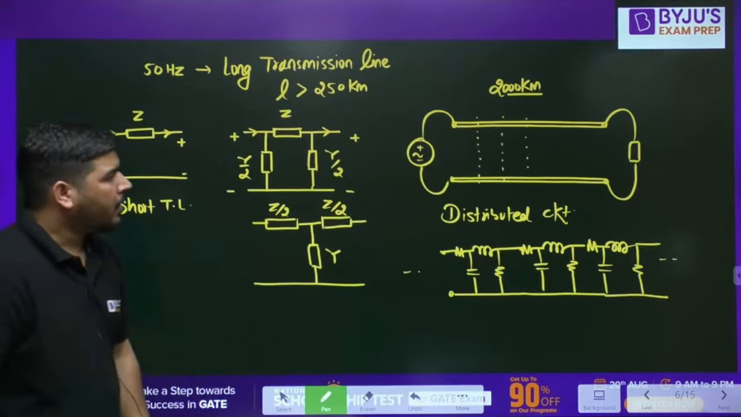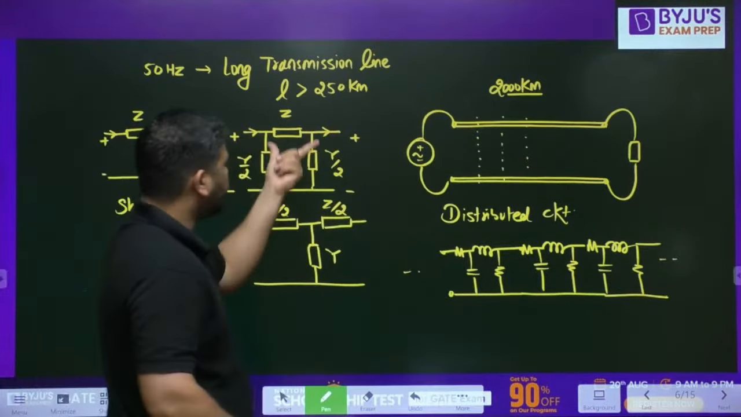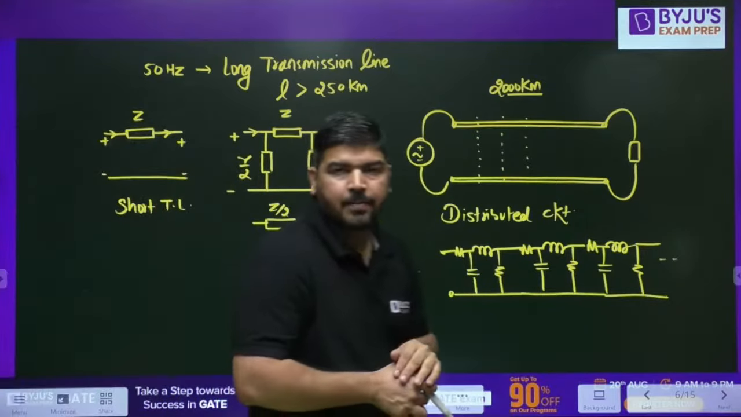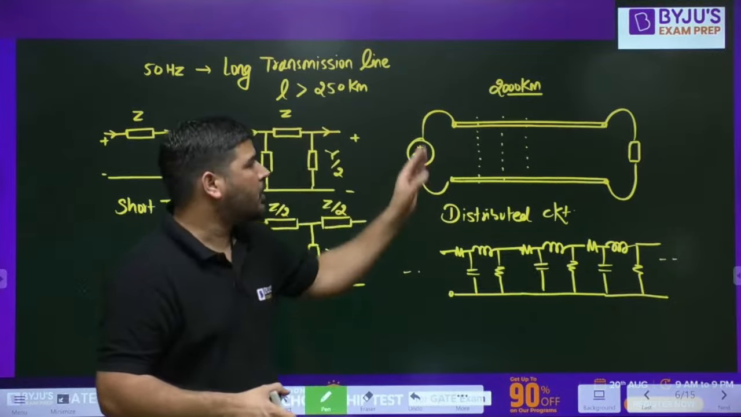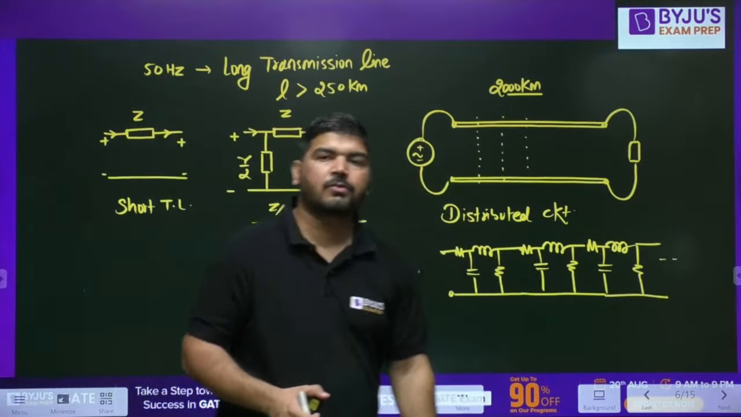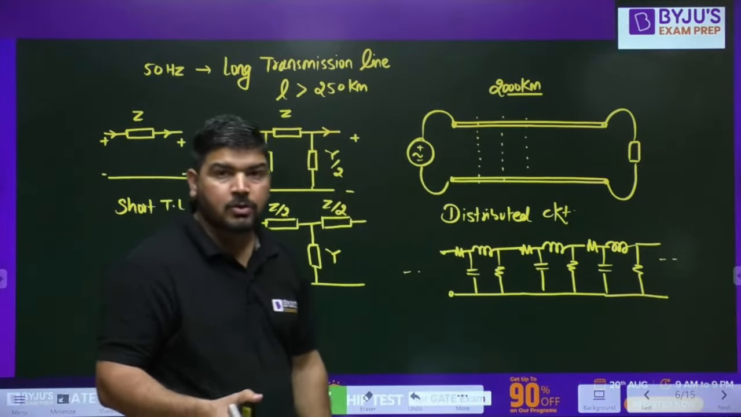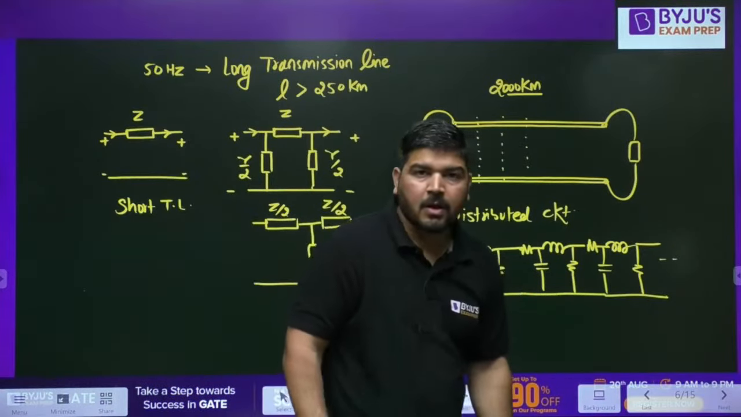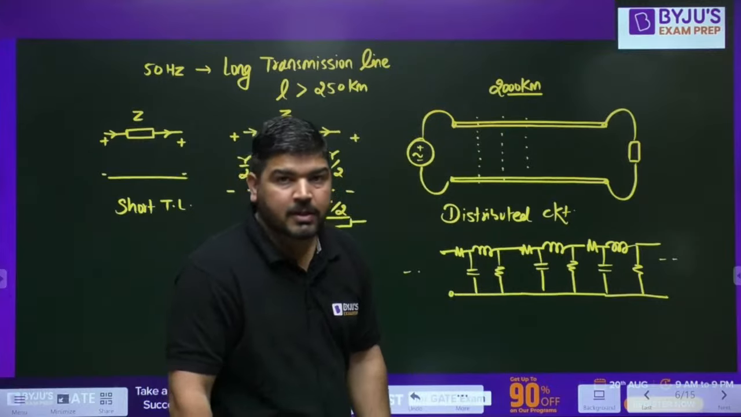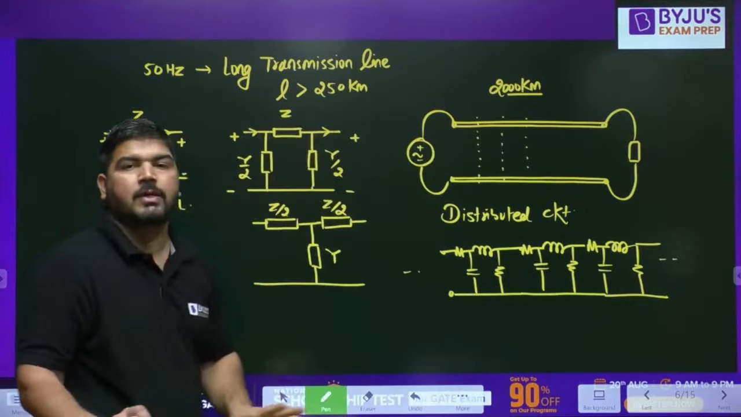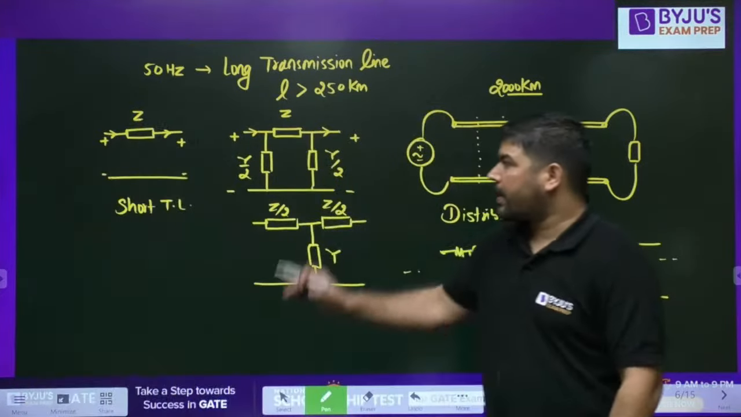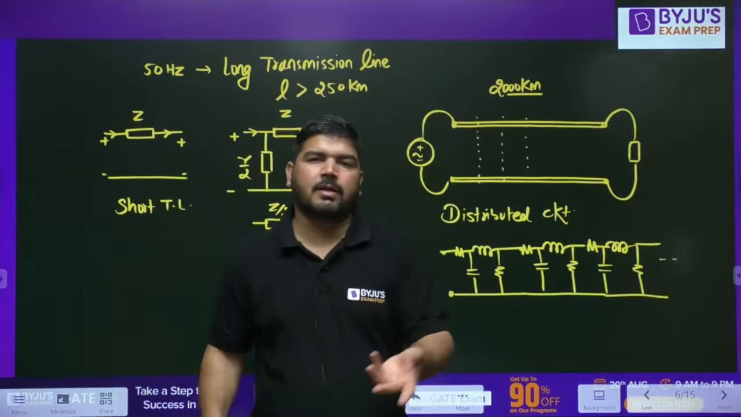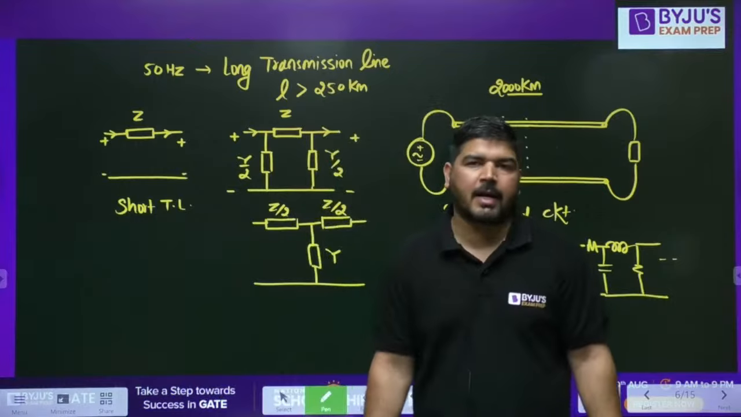You cannot do lumping. You cannot make the model like this for the long transmission line. On a long transmission line, the voltage and current are not only a function of time, they are also a function of position, because it's a very large length. So voltage will also be a function of position. In short and medium lines, it was not a function of position. We were not looking at the position because the line length was very small. If the line length is very small, then the effect of position is neglected.